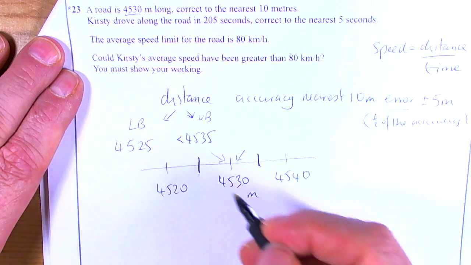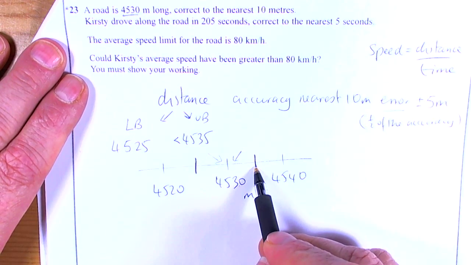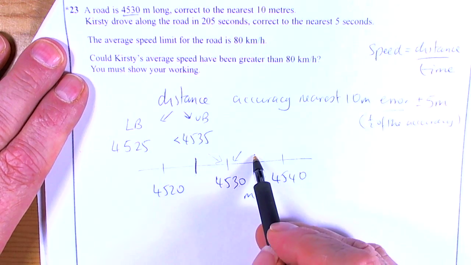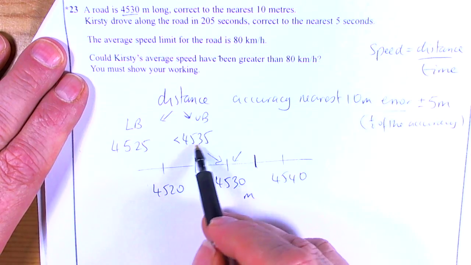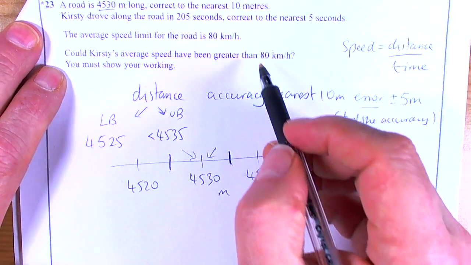Now technically we should put a little less than sign there, because we should realise that if it was 4535 exactly, then we would have rounded up to 4540. But it is a boundary, so we allow that to be called the upper bound. It's a boundary.